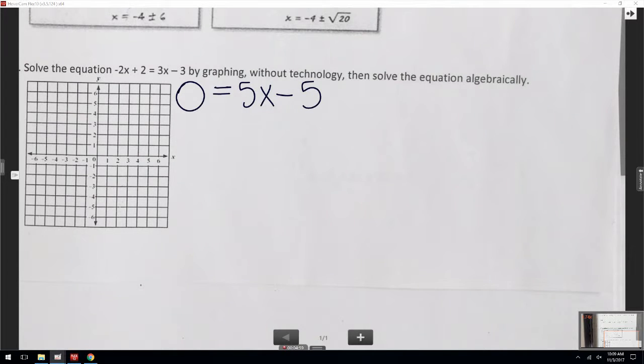All right, so let's see, what's your y-intercept? Negative 5. And what's your slope? 5 over 1, there you go. And we know that it should make a line because what's the exponent on the x? 1. That's why you know it's going to make a line, right? Oh, and then it said solve algebraically.